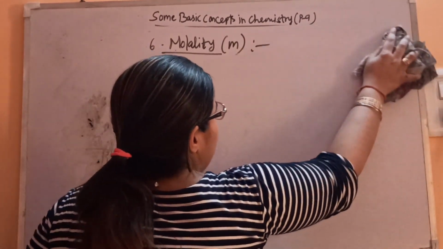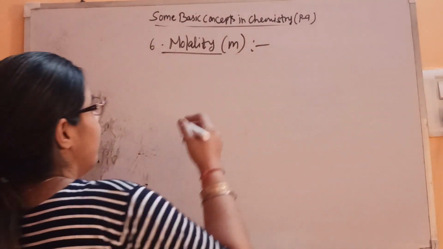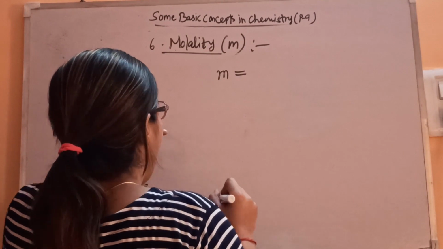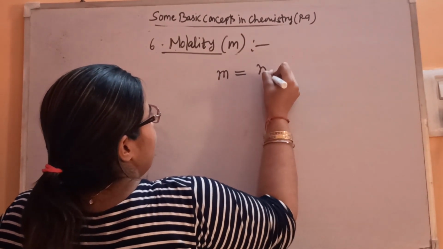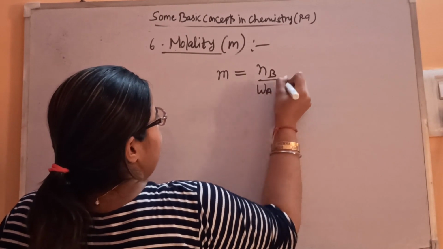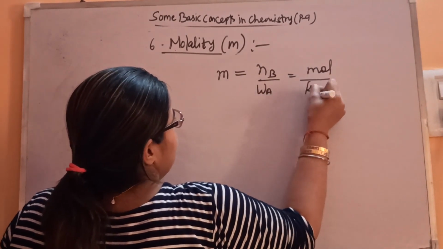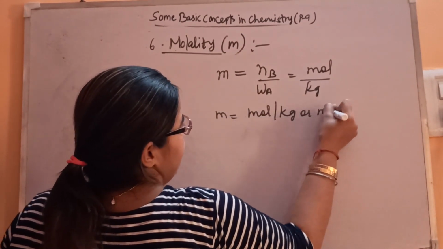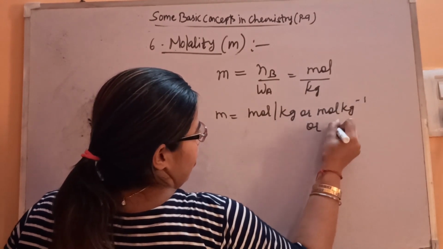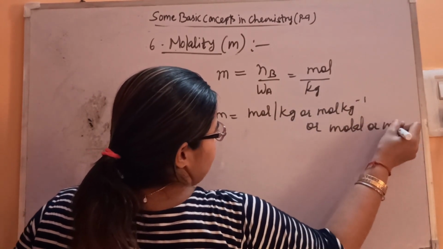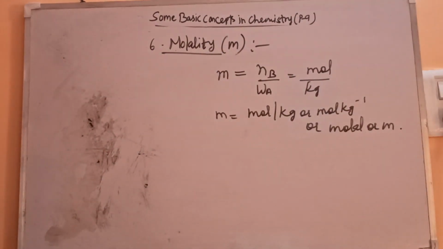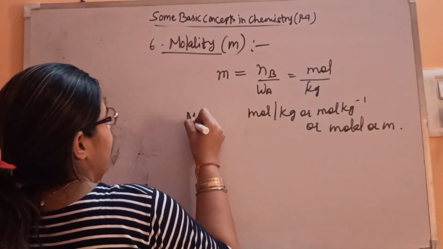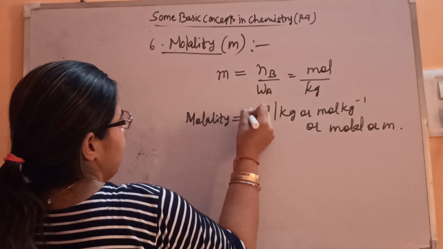As we have seen, number of moles of solute per kg of the solvent. This is number of mole and kg. So the units are moles per kg, or molal, or you can also write small m. Here it's better to write molality only. So these are the units.